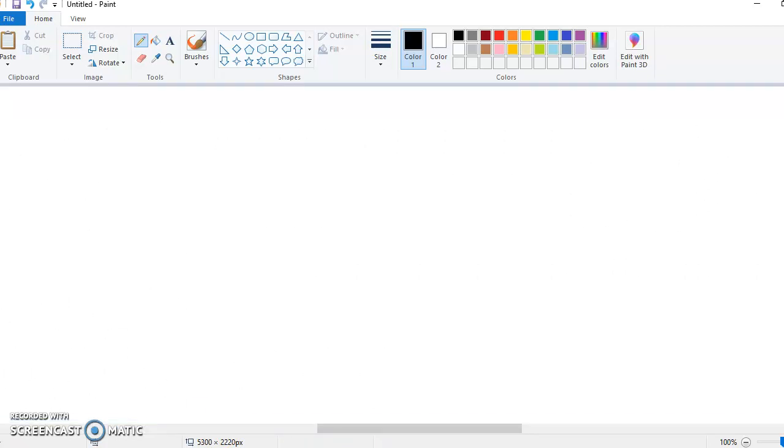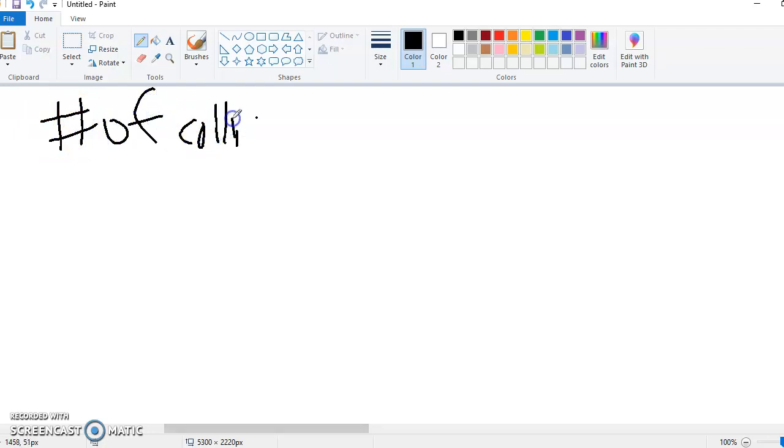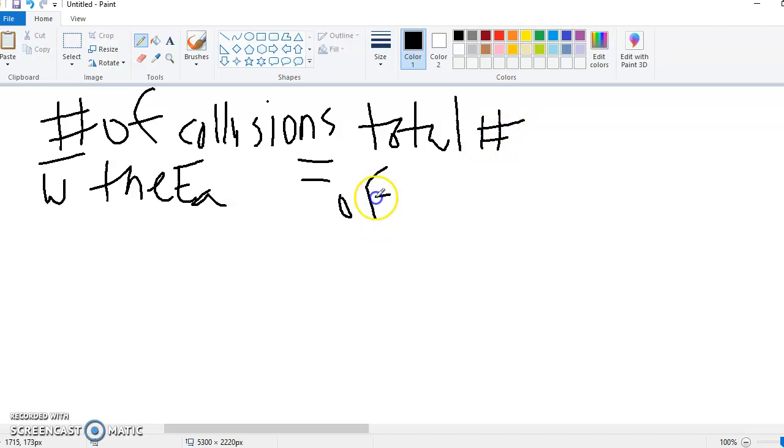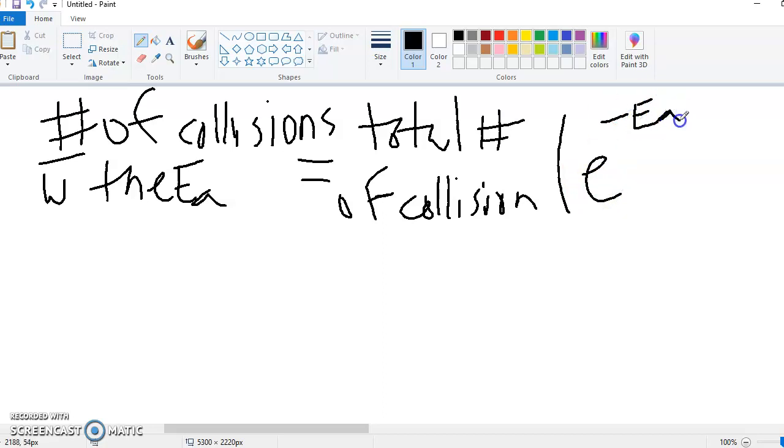All right. So he came up with his Arrhenius equation: the number of collisions with the activation energy needed is equal to the total number of collisions times e to the negative activation energy over the gas constant times temperature.